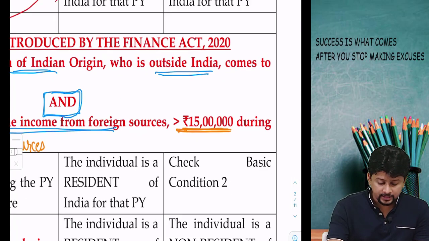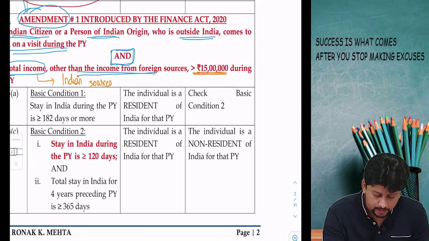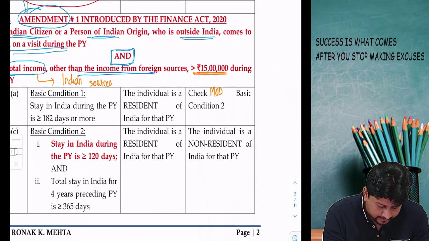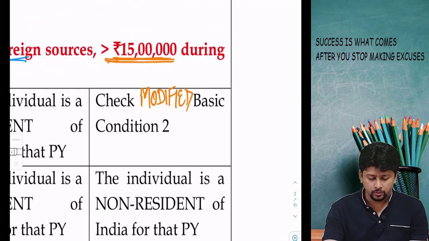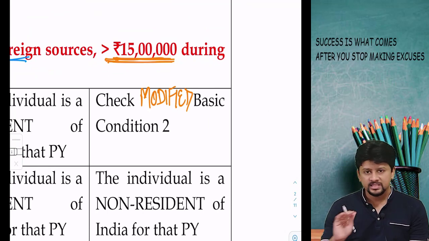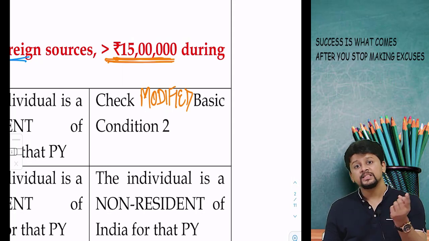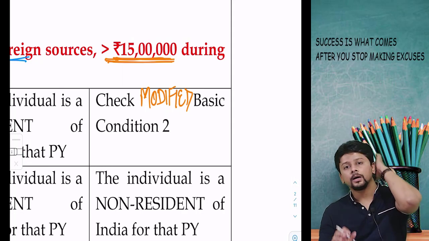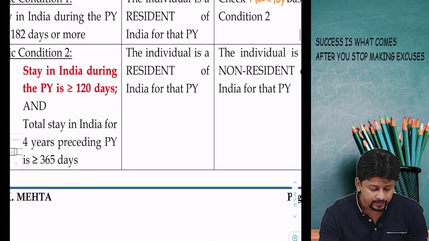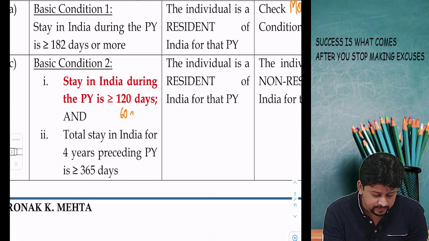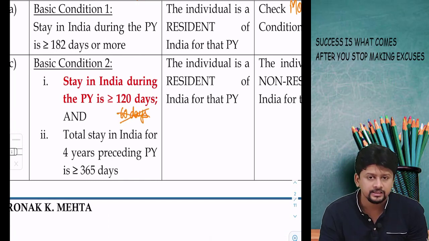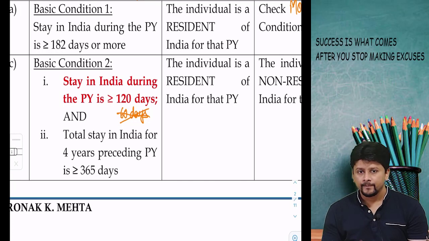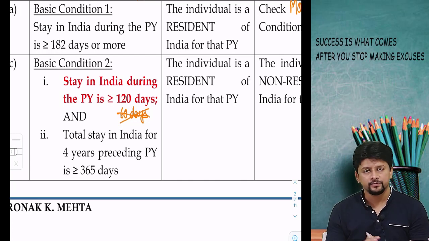And now when you fall in the amendment, basic condition number 2 has been modified. Basic condition number 2 has undergone a change. Basic condition 1, no change, always applicable, absolutely no change. But basic condition 2 is now applicable with a modification. The modification is that instead of 60 days, it is replaced by 120 days. And the 365 days condition is specifically still applicable.